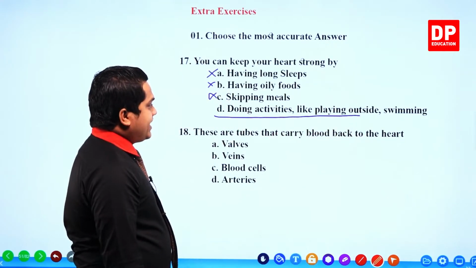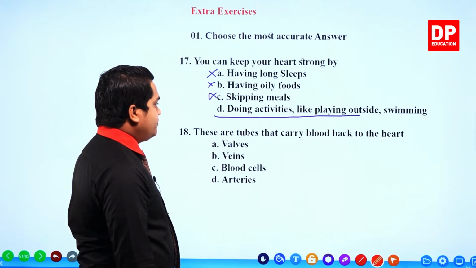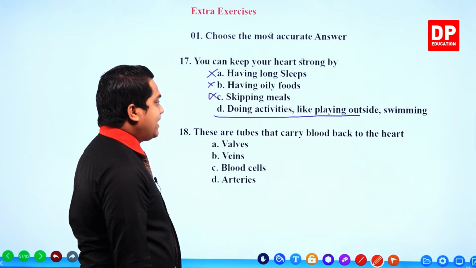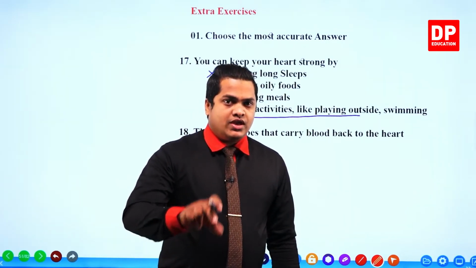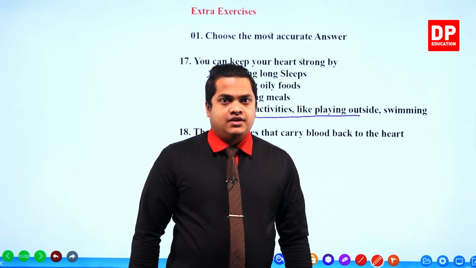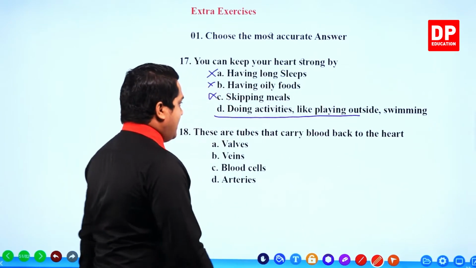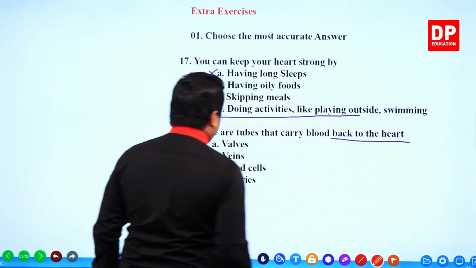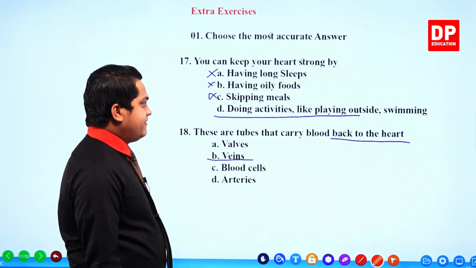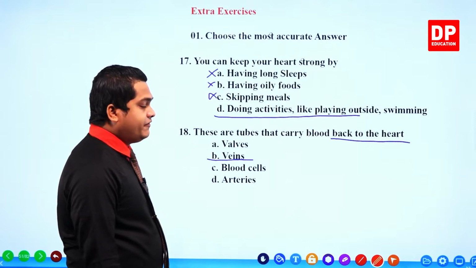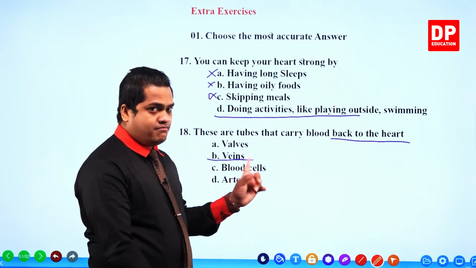These are the tubes that carry blood back to the heart. Blood is taken to the heart by veins, away from the heart by arteries. So back to the heart by veins, right? By veins. Away from the heart by arteries. Back to the heart by veins.